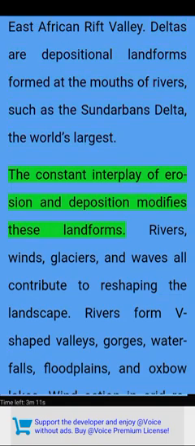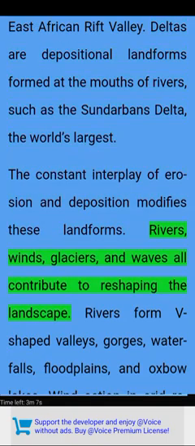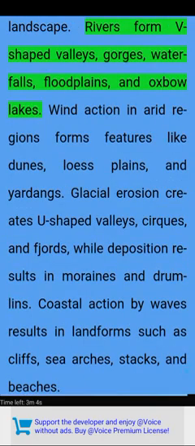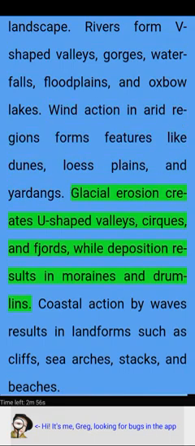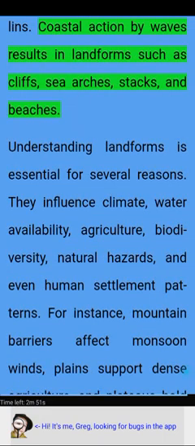The constant interplay of erosion and deposition modifies these landforms. Rivers, winds, glaciers, and waves all contribute to reshaping the landscape. Rivers form V-shaped valleys, gorges, waterfalls, floodplains, and oxbow lakes. Wind action in arid regions forms features like dunes, loess plains, and yardangs. Glacial erosion creates U-shaped valleys, cirques, and fjords, while deposition results in moraines and drumlins. Coastal action by waves results in landforms such as cliffs, sea arches, stacks, and beaches.